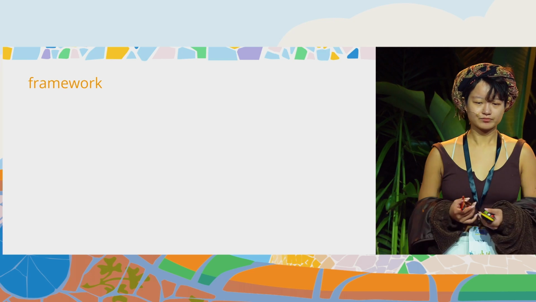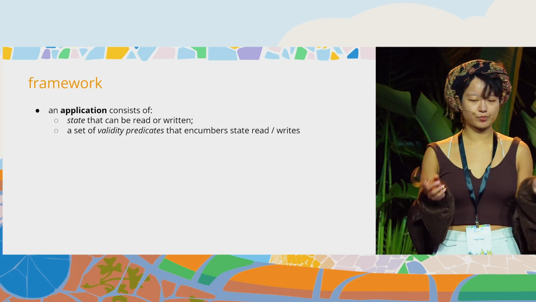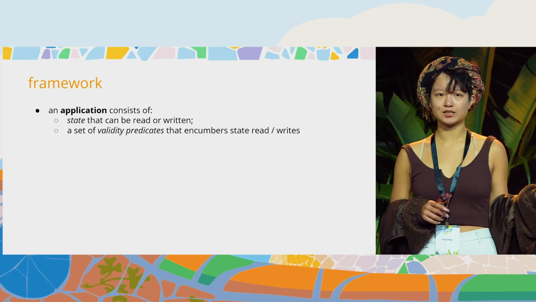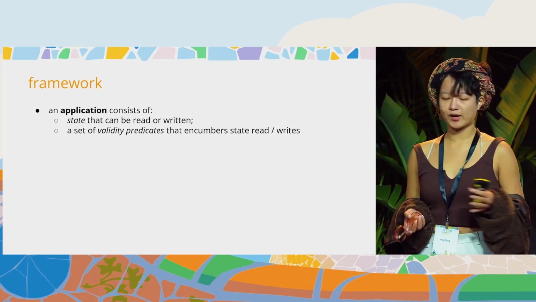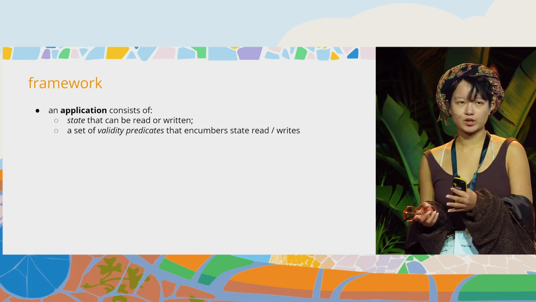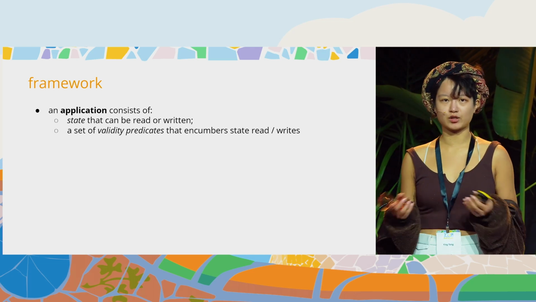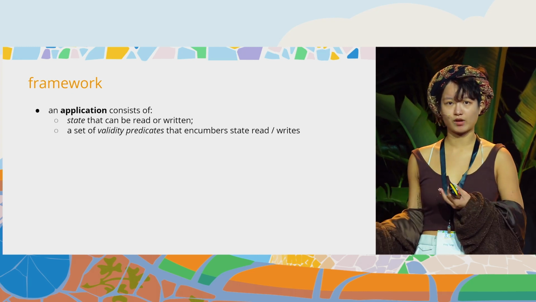So, first of all, the high-level framework: we conceptualize a protocol as consisting of two components. Firstly, a state that we can read and write, and secondly, a set of validity predicates that encumber or restrict how participants in the protocol read or write, or which subset of participants can read and which subset can write.